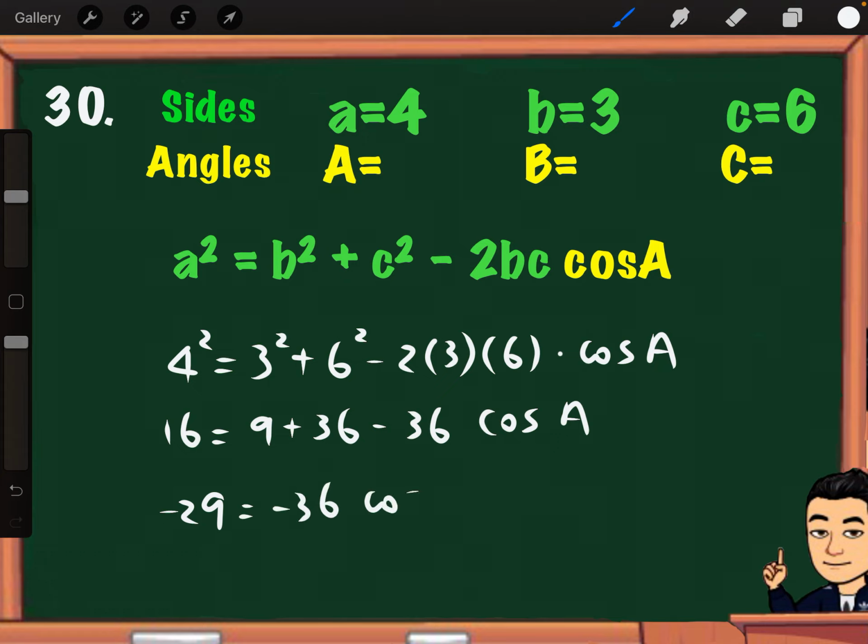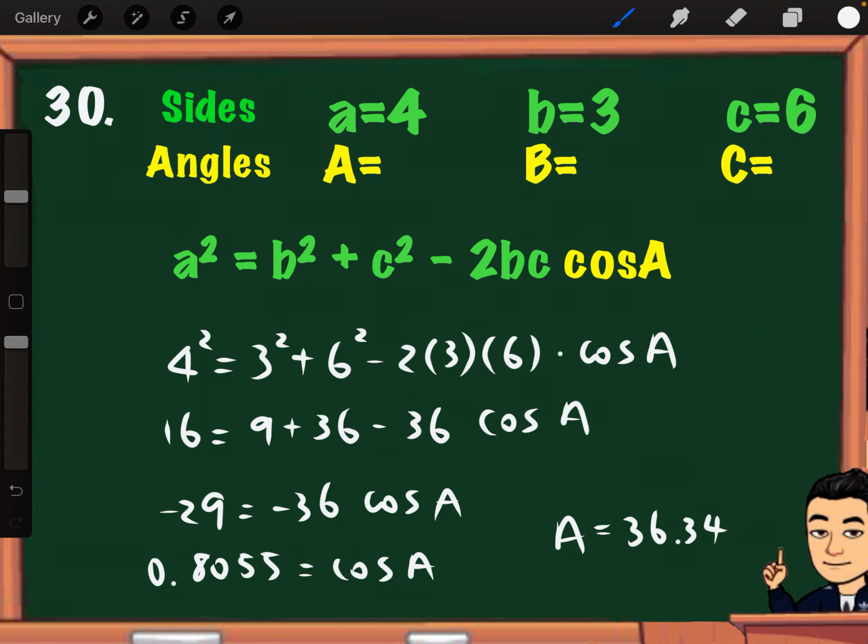In the end, you're going to find out this is going to be negative 29 equals negative 36 cosine angle A. And then divide by negative 36 on both sides. You're going to get 0.8055 equals cosine angle A, and then you're going to find out that A is equal to 36.34. So put 36.34 degrees over here.